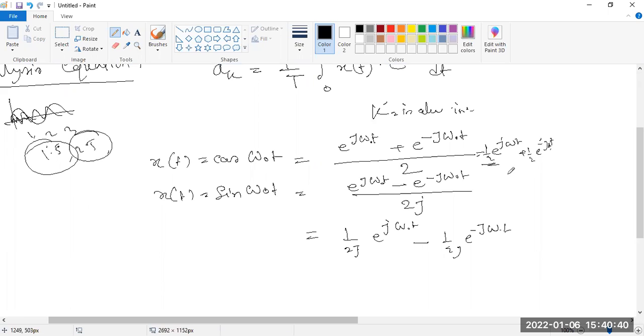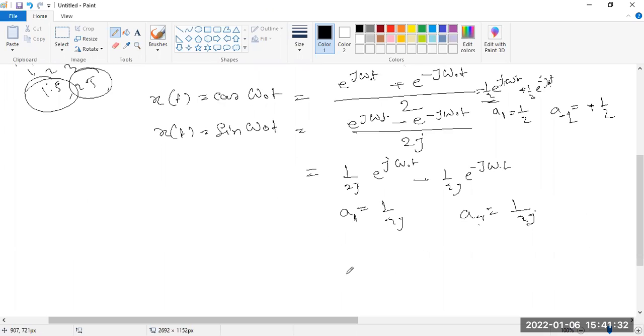So for the cosine, a1 is 1/2, and a minus 1, the negative part, is also 1/2. For the sine, a1 is 1/2j, and a minus 1 is minus 1/2j, because this is the minus part, so if I take the magnitude, it will give you 1/2. So these are the coefficients.